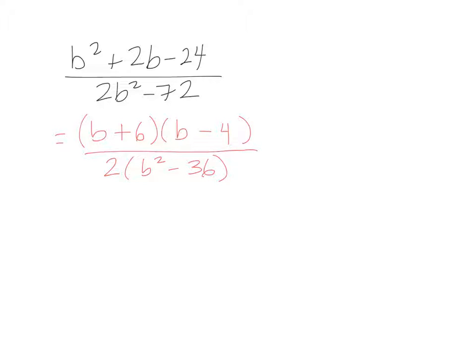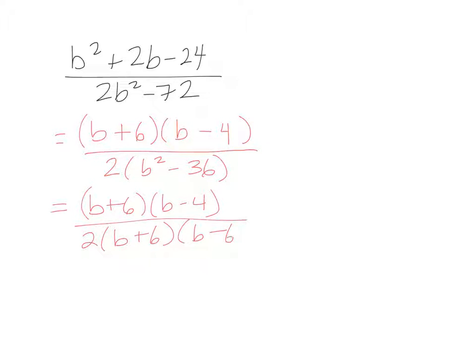So this now factors: b plus 6, b minus 4, and then on the bottom 2, b plus 6, b minus 6. I'm using that difference of squares shortcut. Square root of the first term plus the square root of the second term, and then the square root of the first term minus the square root of the second term. You don't have to use the shortcut though, but you have to be able to get to there.